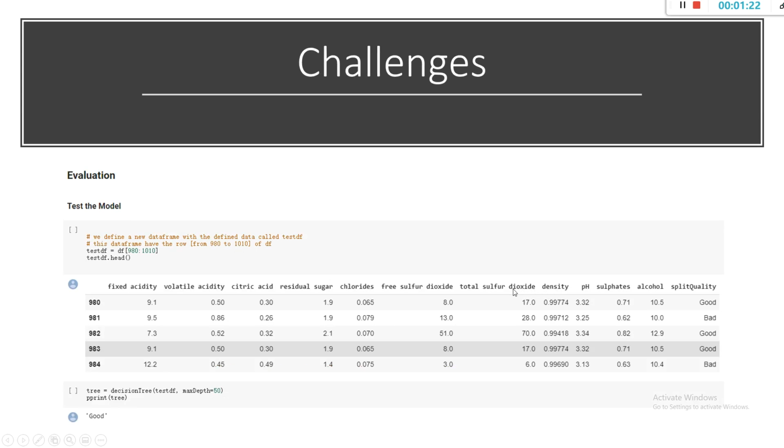So, one of our challenges is testing the model. We define a new data frame with the defined data called testDF. This data frame has the rows from 980 to 1010 of DF. The output only shows one split, which might not be the correct answer. We set a high enough recursion depth so it should split out more features.